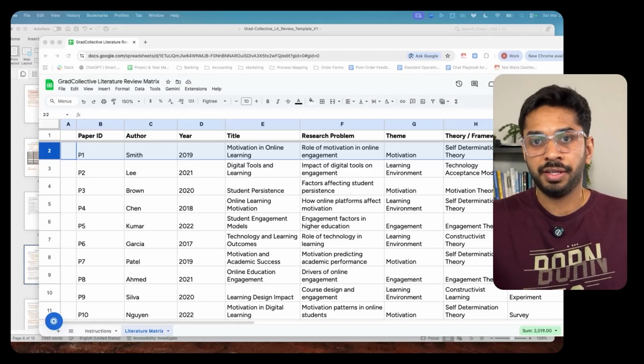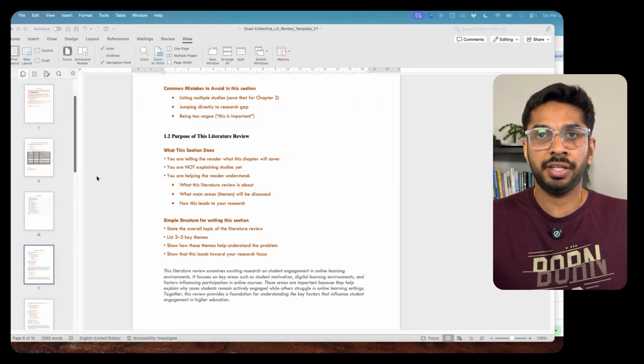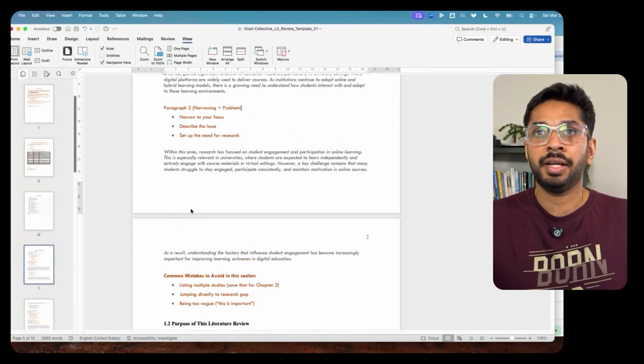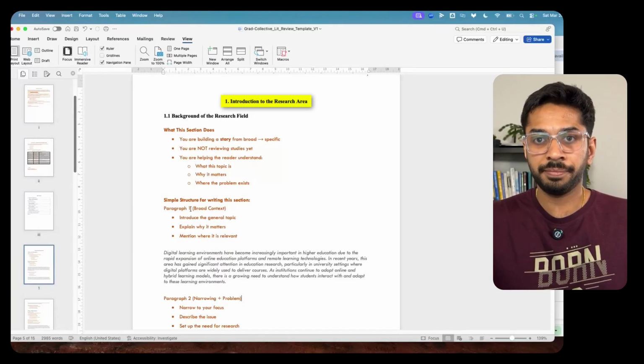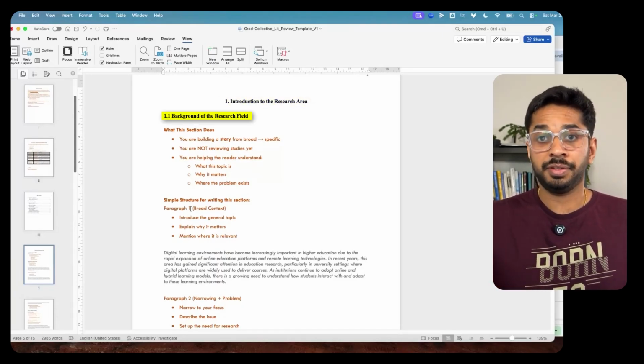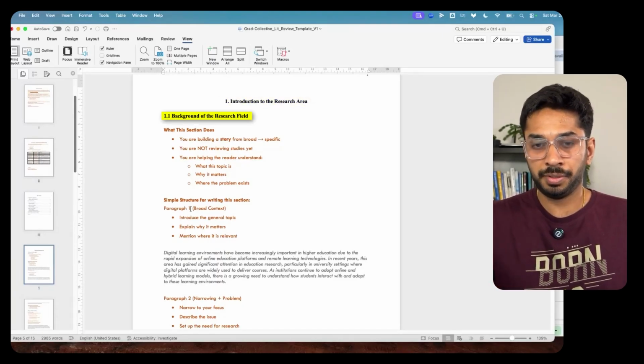All right, so now we're starting the actual writing. Let's begin with section number 1, which is introduction to research area. So I'm going to flip my screen here and I'm showing you the first section, which is introduction to the research area. We'll start with the background of the research field that you've selected.